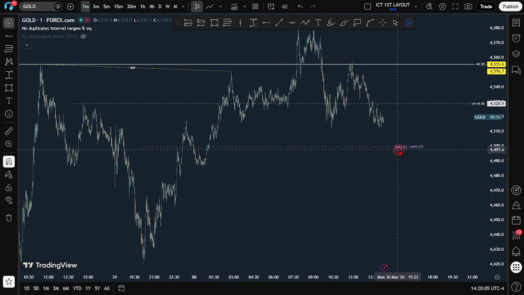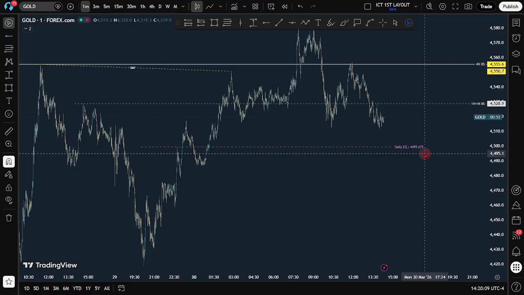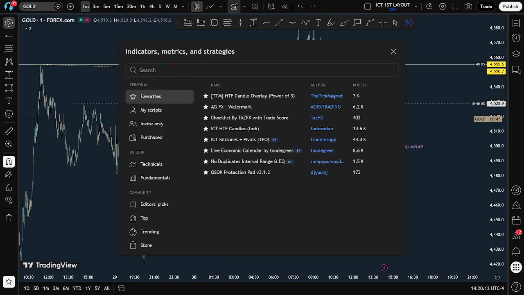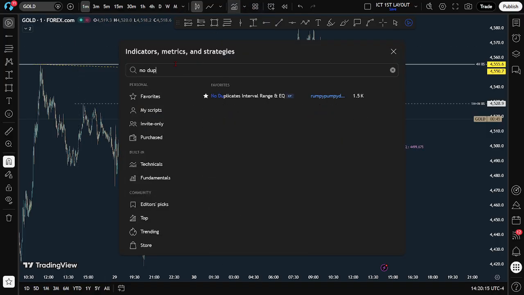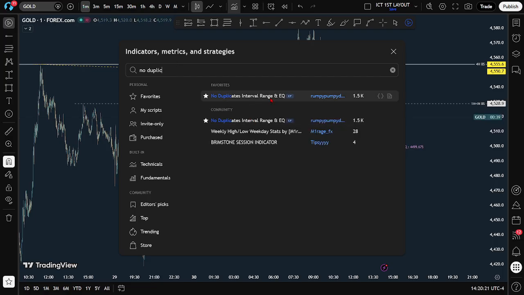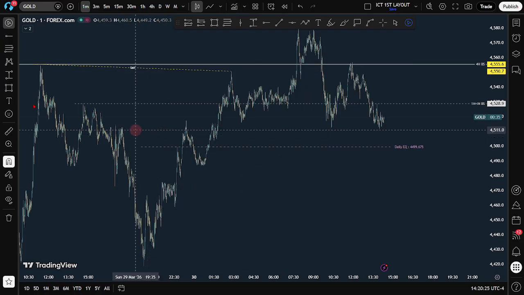Okay, I don't know if this is violet or purple. I call it purple. It draws automatically for me, and I want to go here, indicators, then you search for the duplicate interval range and EQ, which is this one here. You start it, you press on it, it appears on the chart.